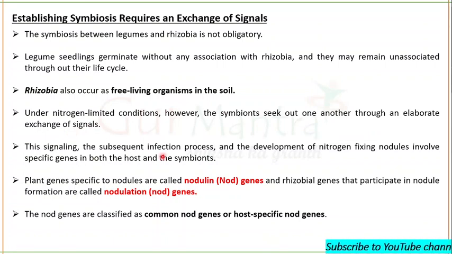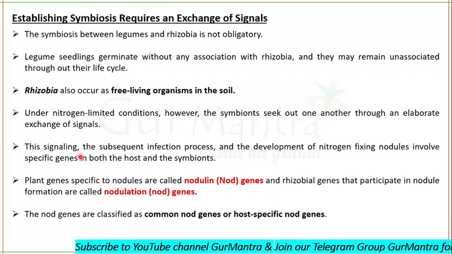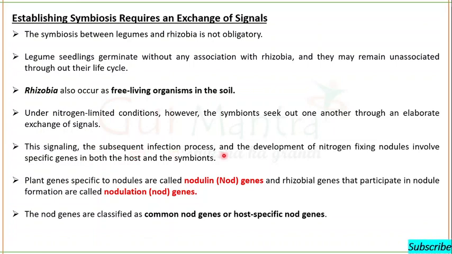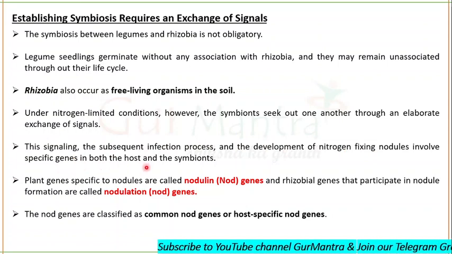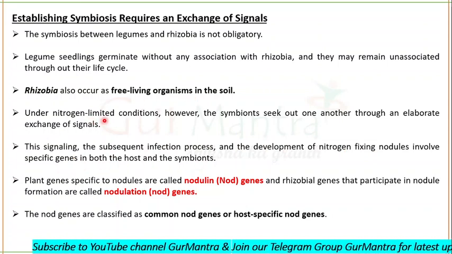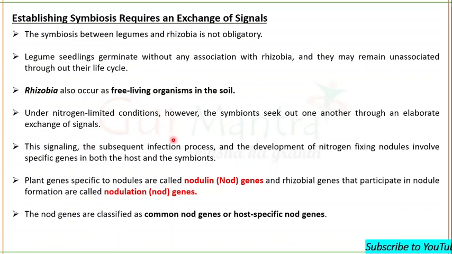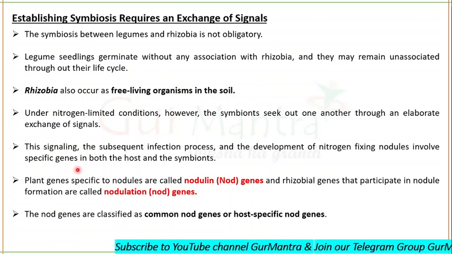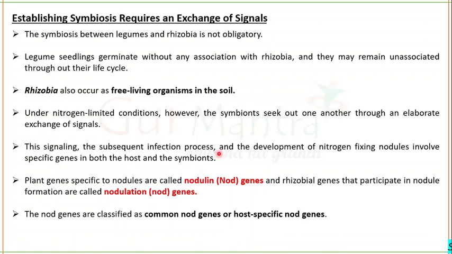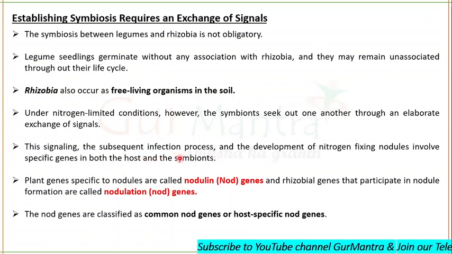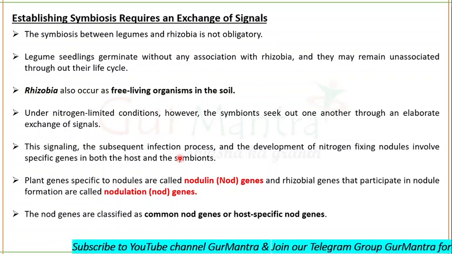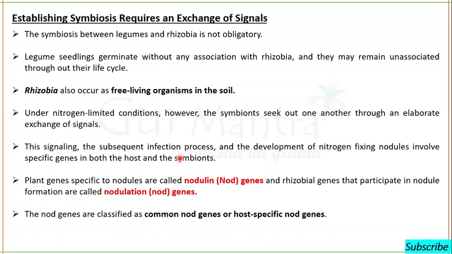Signals are sent by roots as well. The signaling, the subsequent infection process and the development of nitrogen fixing nodules involve specific genes in both the host and symbionts. So for the signaling, the infection process and the development of nitrogen fixing nodules, there is a requirement of some special genes in both host and symbionts. Both will have specific genes responsible for the signaling, the infection process and then the development of nitrogen fixing nodules.